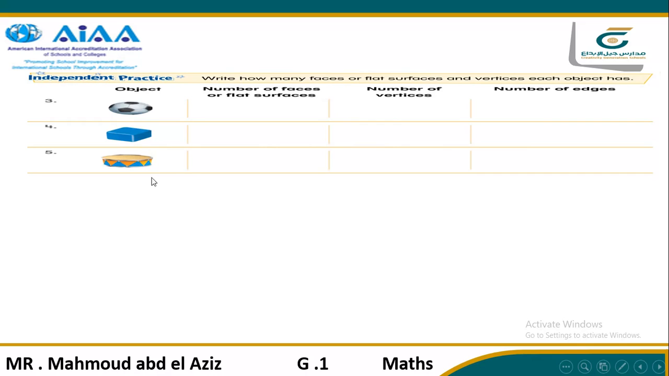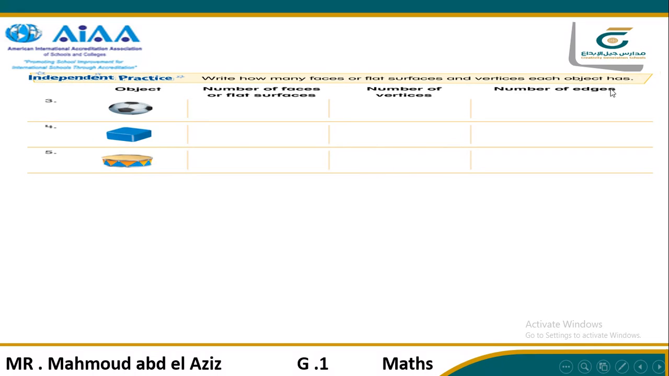What about this cylinder? A cylinder has 2 faces, like circles, one here and another one here. So we have here 2 faces. And how many vertices? Can you see any vertices here? No. So we don't have any vertices. 0. So you will write here 0.